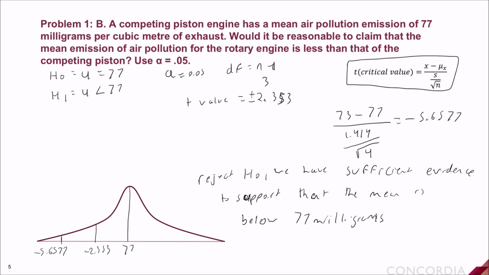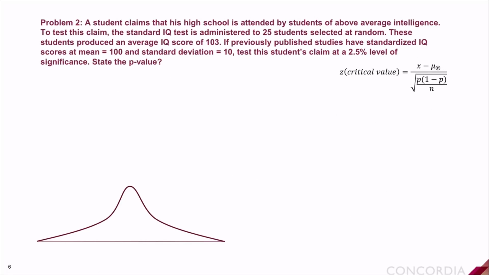Let us move on to problem 2. Before we begin, let's make a small correction. This is not the formula we want to use. Instead, we're simply going to use the z formula, which is x minus mean over the standard deviation divided by the square root of n.